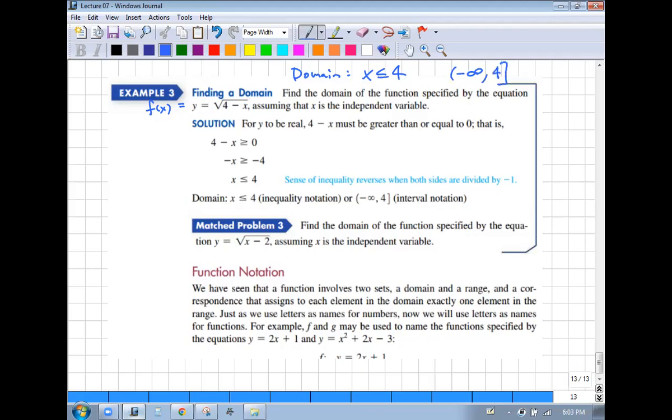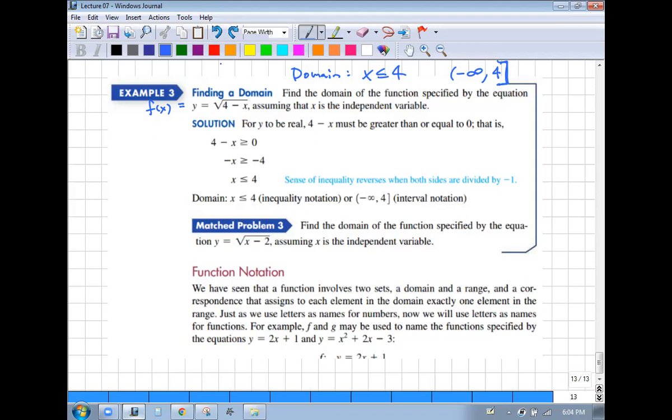And I would put a square bracket here because I want to include the number 4. I can plug the number 4 in here. I could take the square root of 0, it's 0, okay? So that's why you use a square bracket. If you did not want to include the number 4, you'd put a round bracket, okay?